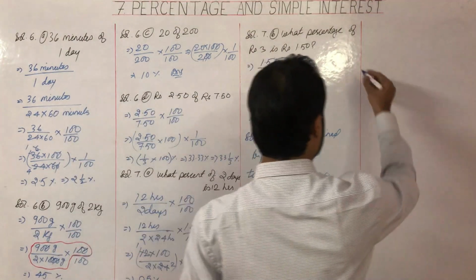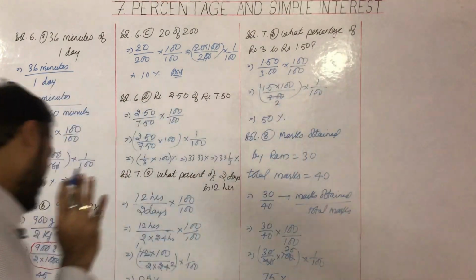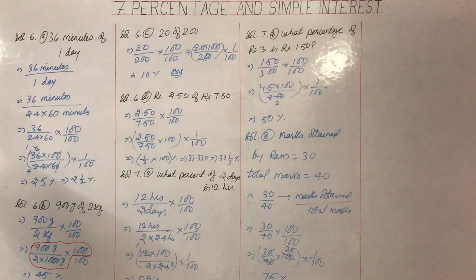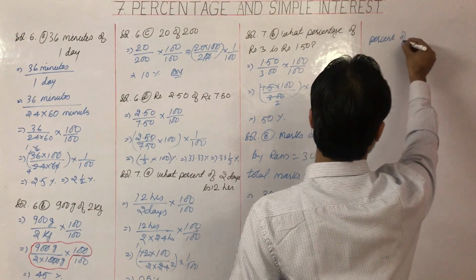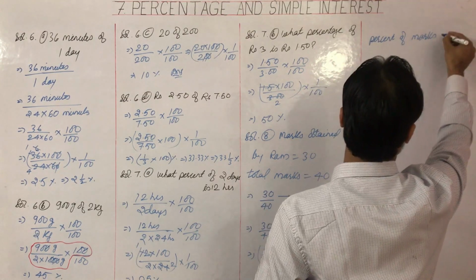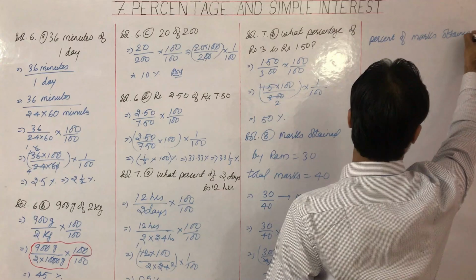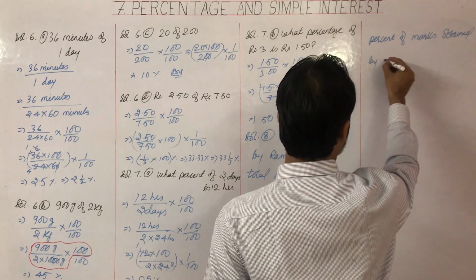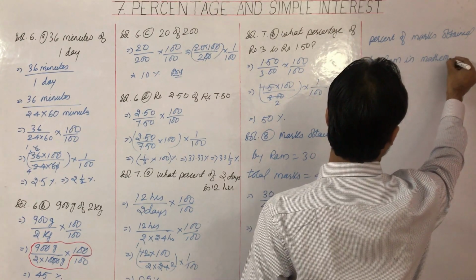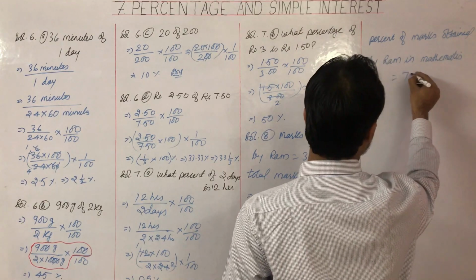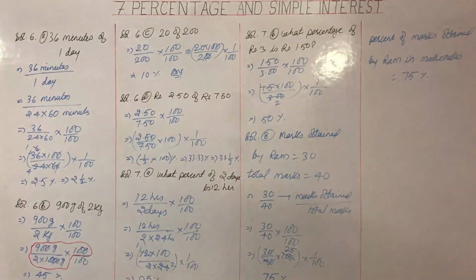So in words, right? Okay, what was the sentence? Find the percentage of marks obtained by Ram in mathematics. So percent of marks obtained by Ram in mathematics is 75%, or marks obtained by Ram in mathematics equals to 75%.